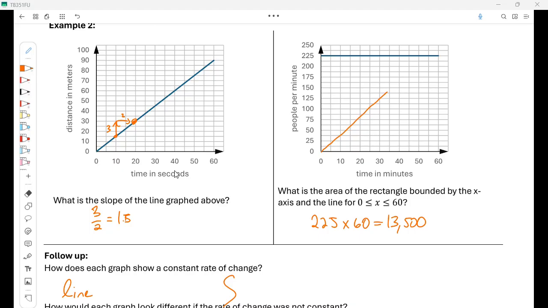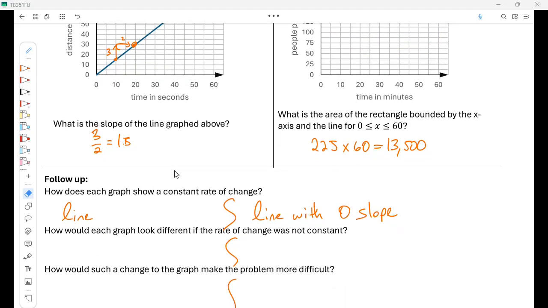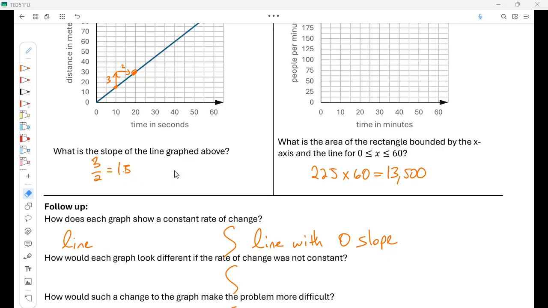So for this graph, in order for it to be a constant rate in terms of people per minute, we need to actually have a flat line, or a line with no slope, or line with zero slope. But the reason for the difference there is because of the way that the graphs are laid out. But again, this speaks to the two main things that we'll be talking about throughout the year. So I think that makes these next questions a little bit easier.